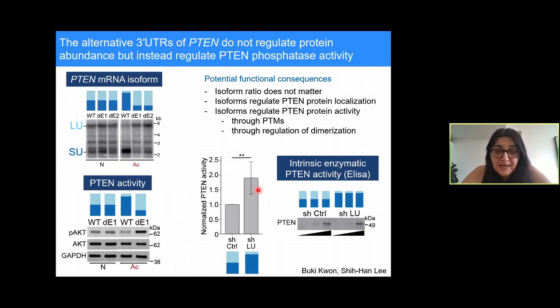And so we think that the long 3' UTR isoform probably is required to add some post-translational modifications, because it was already shown by others that the addition of certain post-translational modifications of P10 can abrogate its activity. And so this is something that we are looking at.